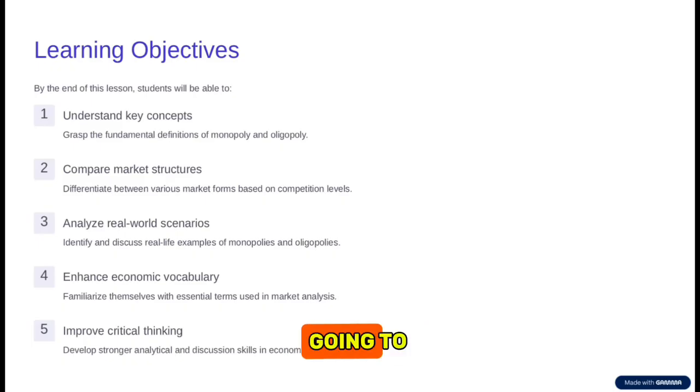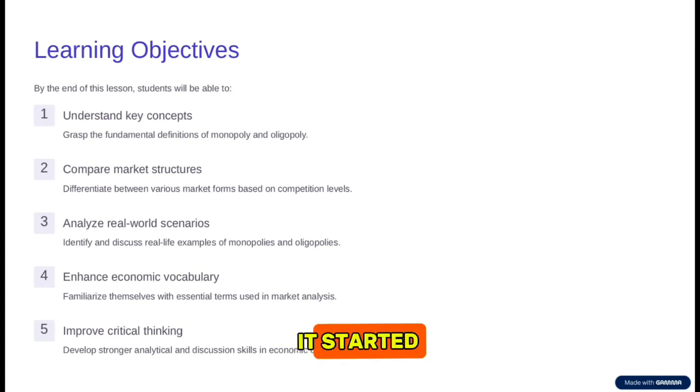Here is what we're going to gain by the end of the lesson. They are the following. First, grasp the fundamental definitions of monopoly and oligopoly. Second, we will differentiate between various market forms based on competition levels. Thirdly, we will identify and discuss real examples of monopolies and oligopolies. And also we will enhance our vocabulary with related economic words and improve our critical thinking by developing stronger analytical and discussion skills in economic contexts.